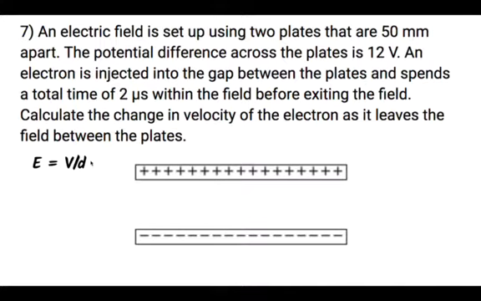Couple that with the defining equation for electric field strength, which is the force experienced per unit charge. Rearrange and we can get an expression for the force experienced by that electron while it's between the plates. And that force would be the potential difference across the plates times the charge, which in this case would be the electronic charge, divided by the distance between the plates.